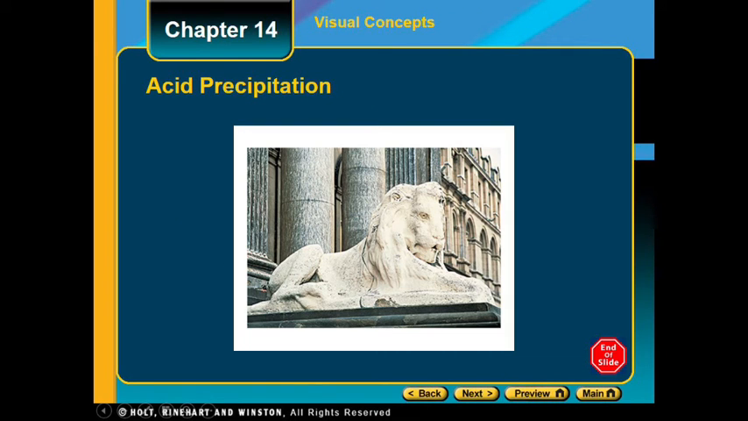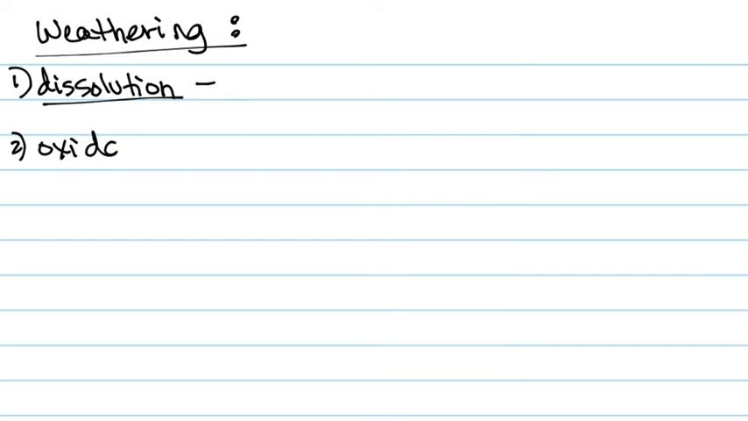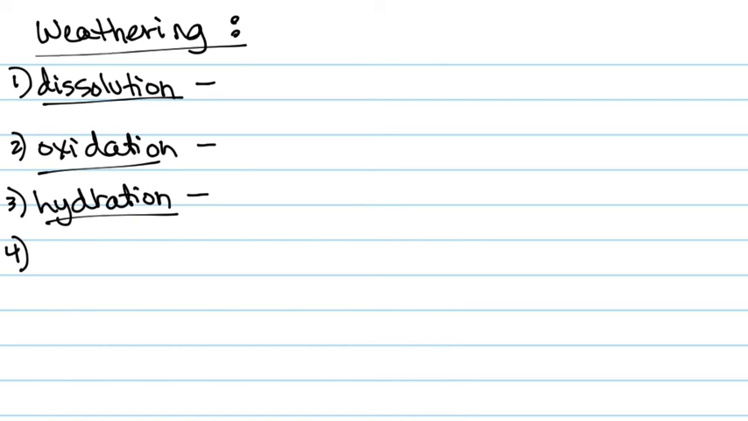So again, this is just a picture of what acid rain can do. That particular statue, made out of marble or whatever it is made out of, is going to be pitted. And then under chemical weathering, again, I can't get the visual concept to play, so I'm going to highlight everything that was in the visual concept. So we've got several different ones: dissolution that can happen as a form of weathering, oxidation, hydration, dehydration, and hydrolysis.